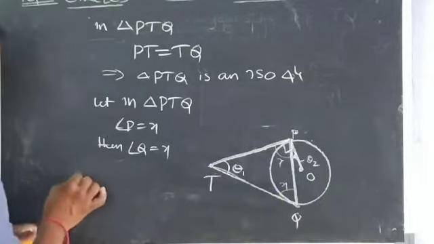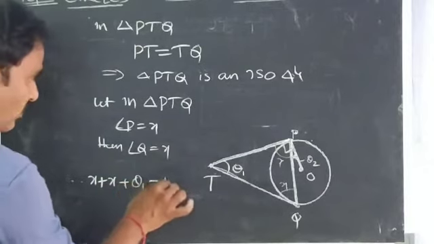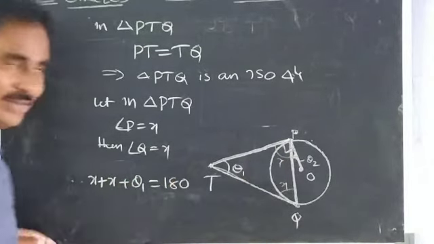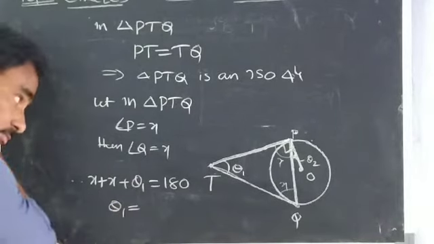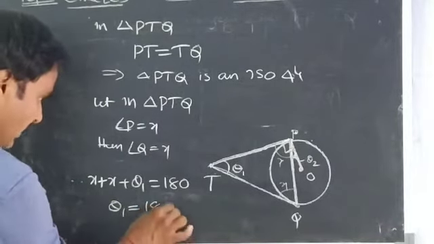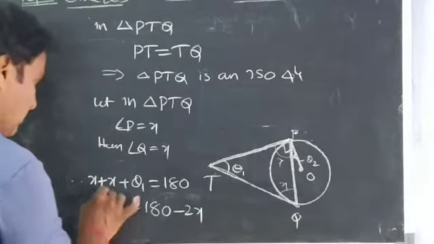Therefore, x plus x plus theta 1 is equal to 180, the sum of three angles in a triangle. Now theta 1 equal to 180 minus 2x. Say this is equation 1.